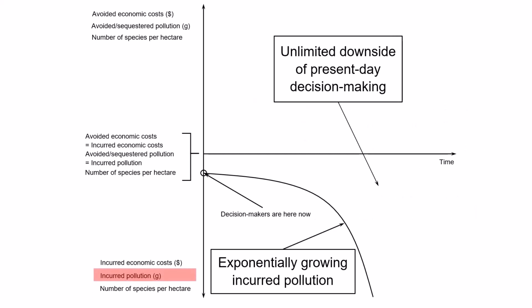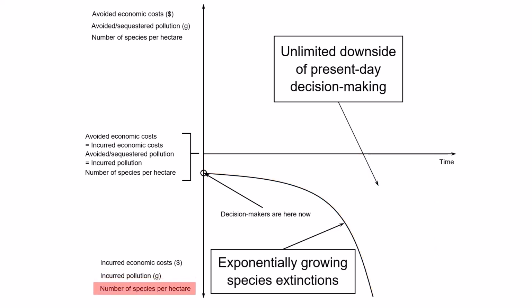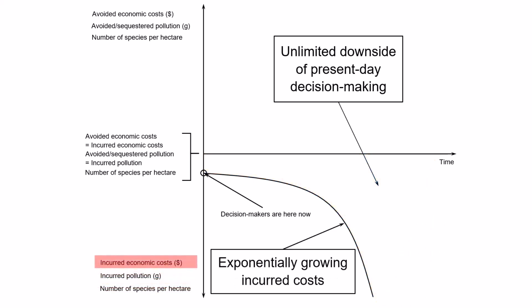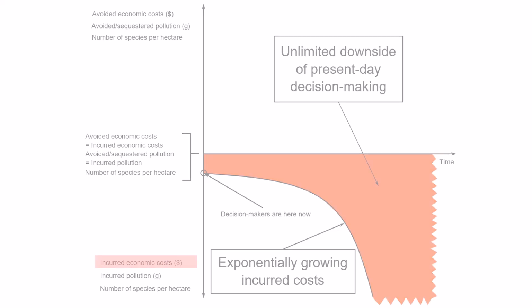Present-day decision-making is keeping decision makers and all of us stuck on an unlimited downside of exponentially growing pollution flows, exponentially growing species extinctions, and exponentially growing incurred costs of adapting to the planet's ecological crises.